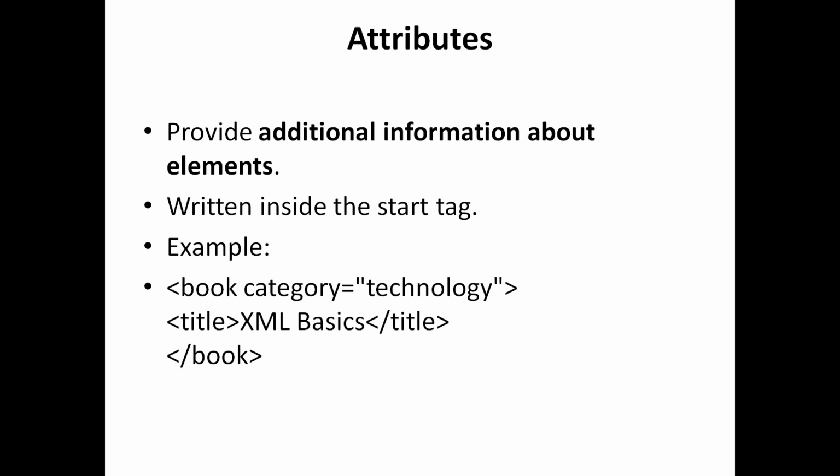Next comes your attributes. Attributes are nothing but additional information provided about an element, like book category equals technology. So book is our element, and I'm just specifying the category of the book. So additional information is what is called attributes.